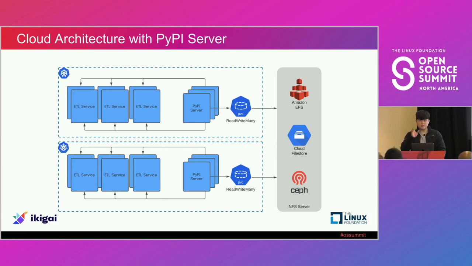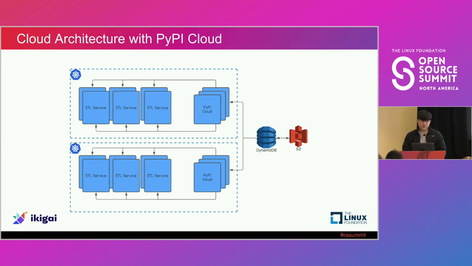We actually used PyPI server in a pod, and each of those pods was mounted to EFS, which is a kind of NFS service that Amazon provides, and the PVC, of course, has to be ReadWriteMany. We noticed there was a little slowdown issue for some reason in EFS, so we stopped using it, and we installed Ceph, and it was beautiful, but then it was a little too much work just for this. So we decided to explore other options. Even though this was working totally fine, we wanted to explore something that is simpler to manage. And that's how we ended up with PyPI Cloud.